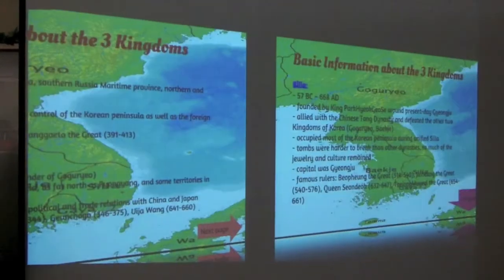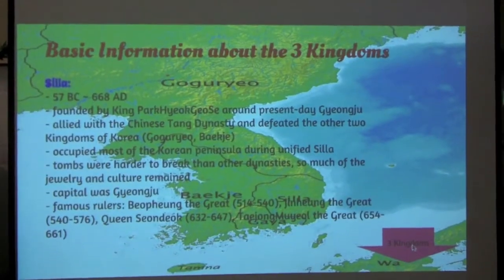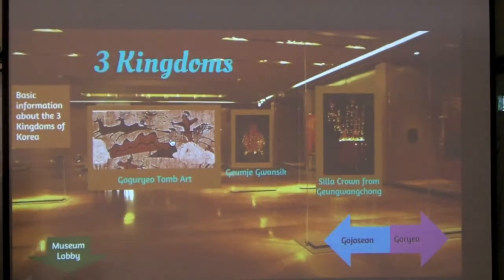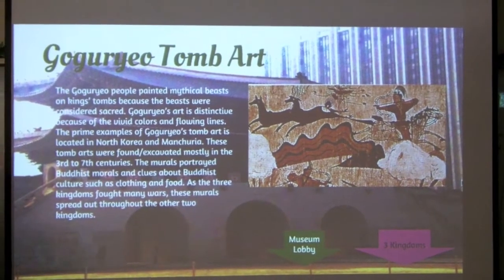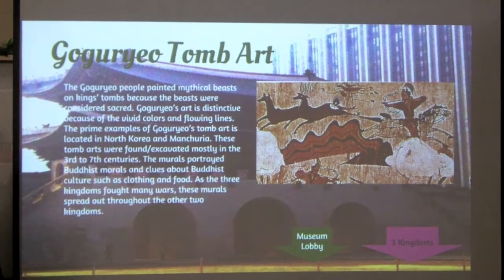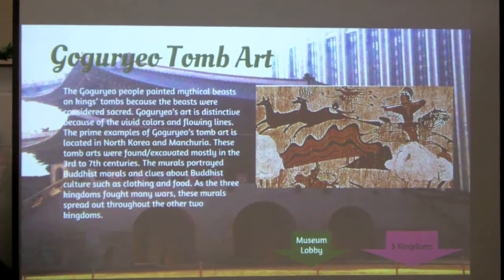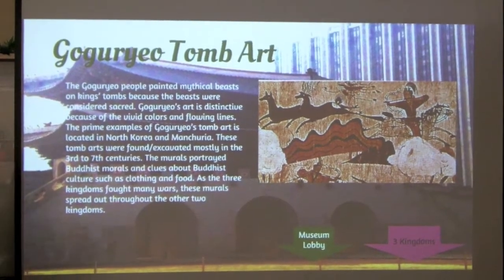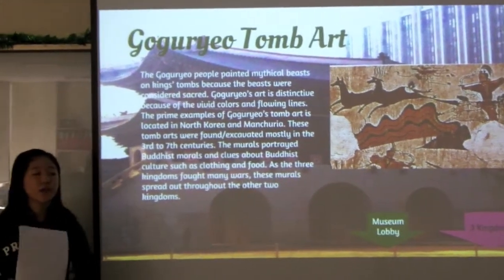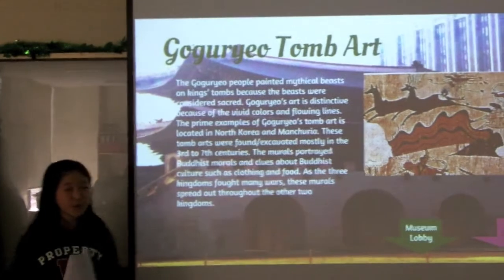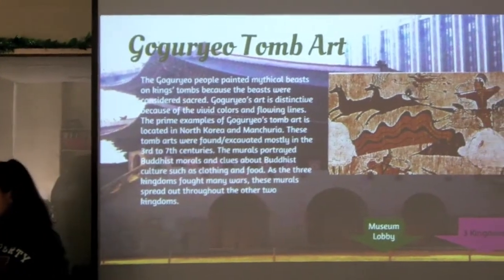So the first artifact I will talk about for the three kingdoms is the Goguryeo tomb. And this is very important because it was the first tomb started actually in Goguryeo and then spread to the other two kingdoms, Silla and Baekje. And also it's very important because it shows a lot of Buddhism culture and a lot of Goguryeo culture about like clothes, food, and hunting.